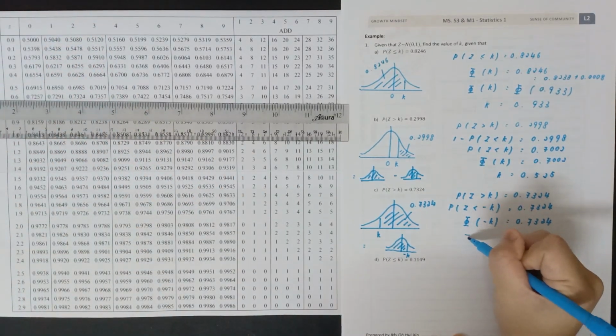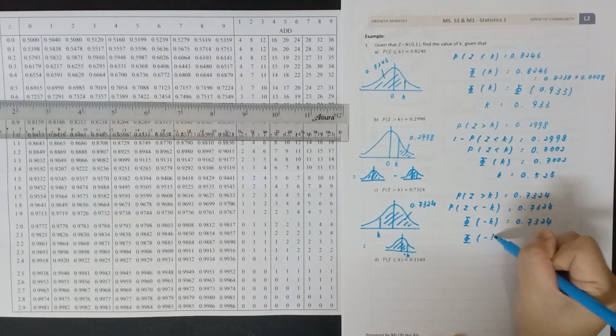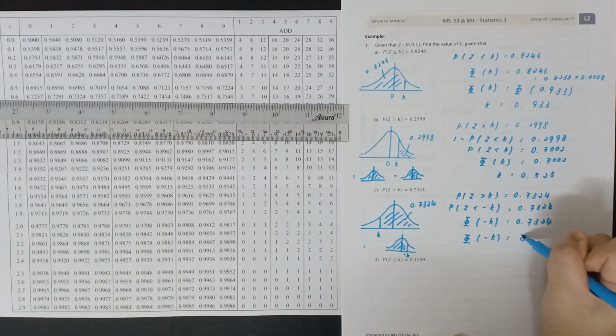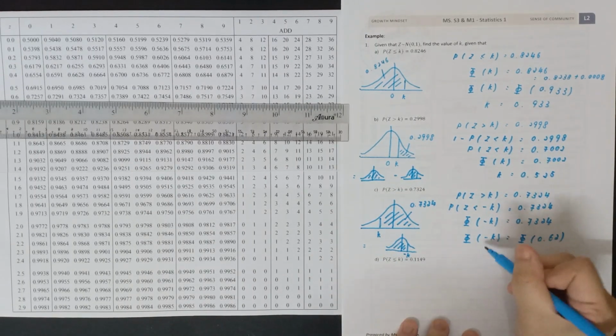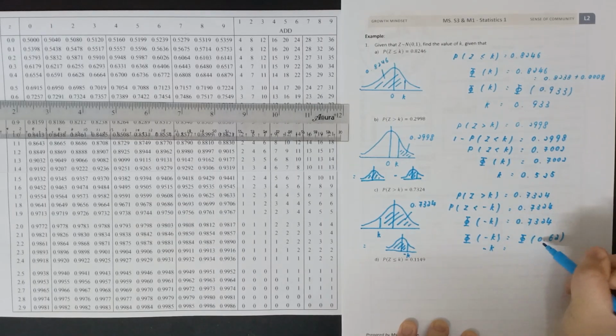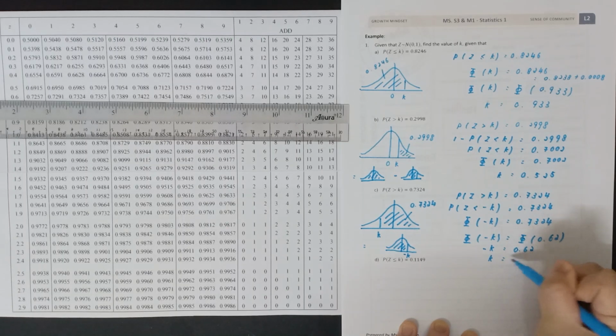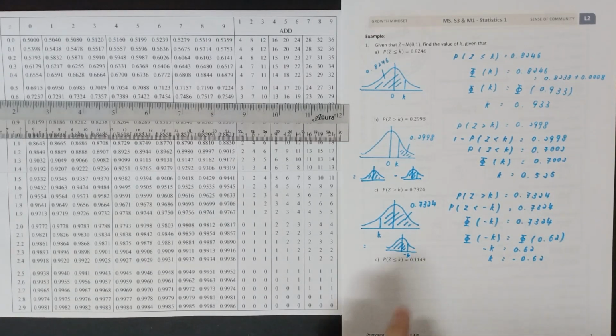Okay, so phi of negative k will be equals to phi of 0.62. Then now you see you have phi already, then only you take out the value. So negative k will be equals to 0.62, so that's why k equals to negative 0.62, which is correct for you because you already know that your k should be negative.